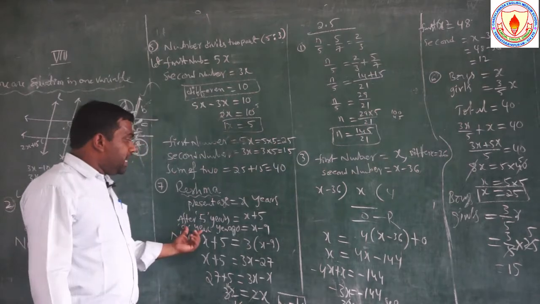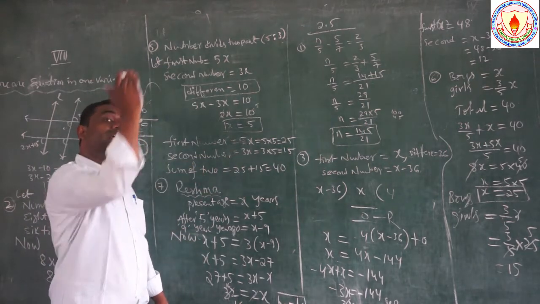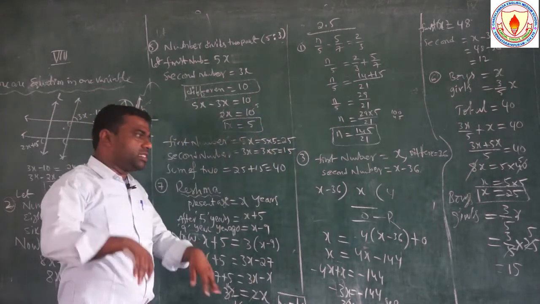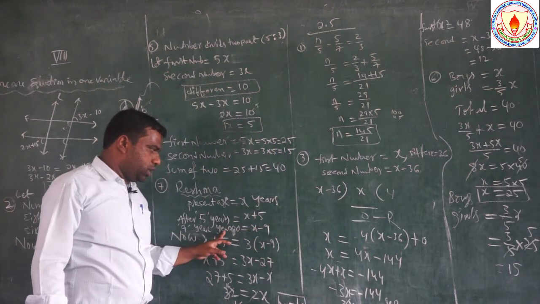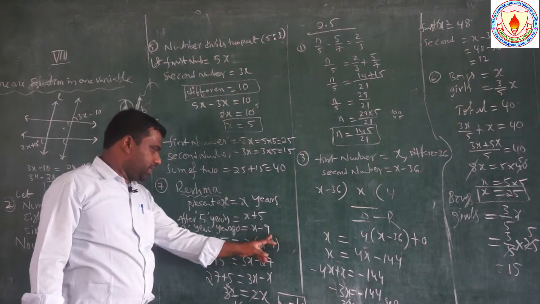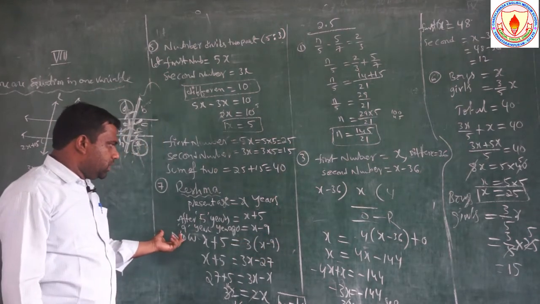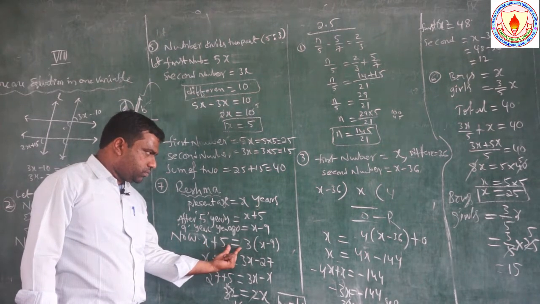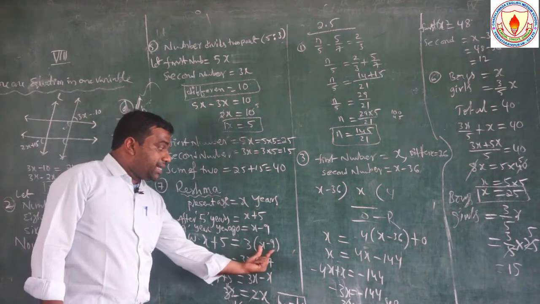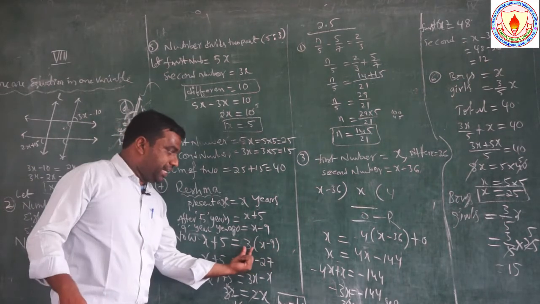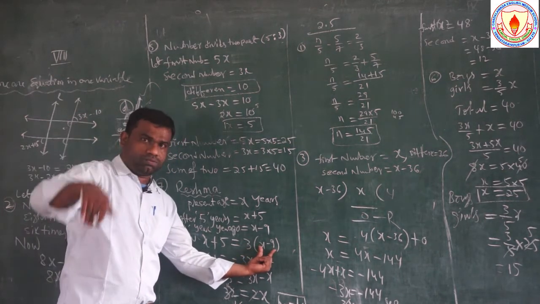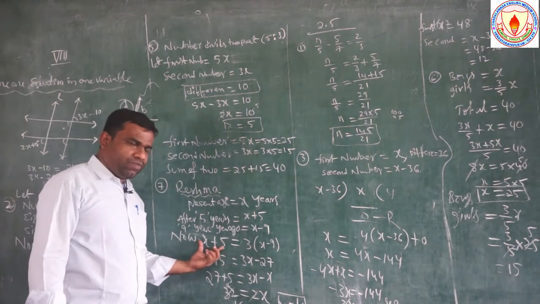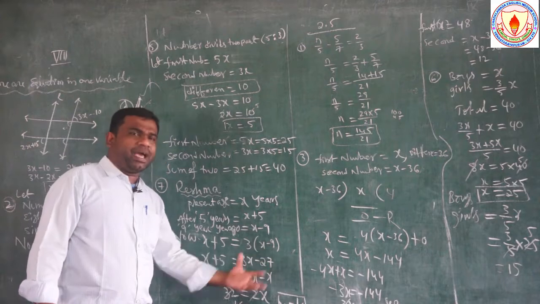Next, 9 years ago. After means plus, ago means backside, which means minus. So 9 years ago means x minus 9. According to the problem, after 5 years, x plus 5, is equal to 3 times the age 9 years ago. So x plus 5 is equal to 3 into x minus 9.